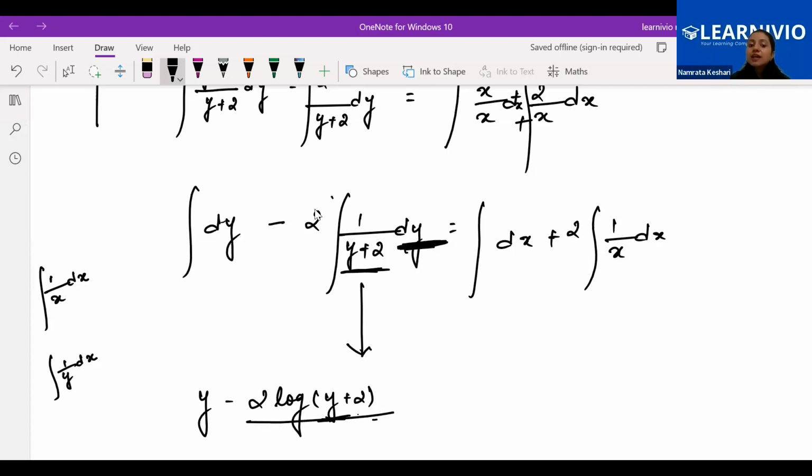Since its derivative with respect to y will be 1 and 2 will be 0, 1 plus 0 means just 1. That's why we can avoid writing this one. But basically we must understand, right? Yes, ma'am.